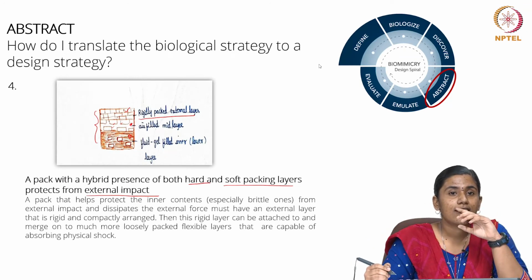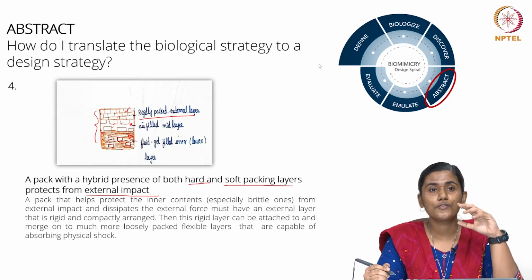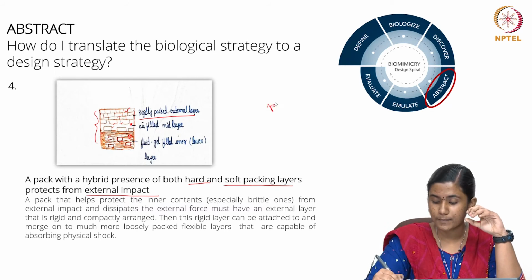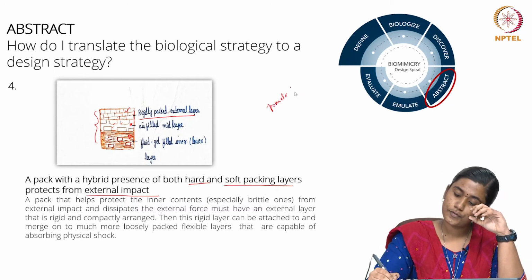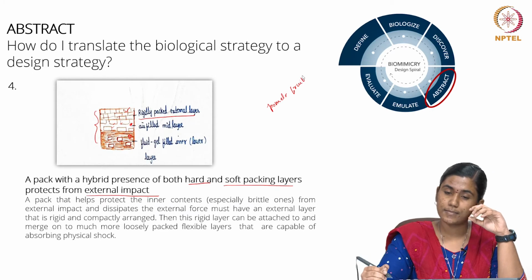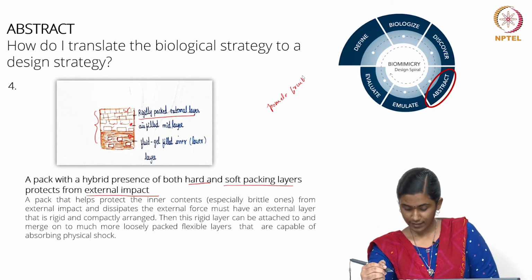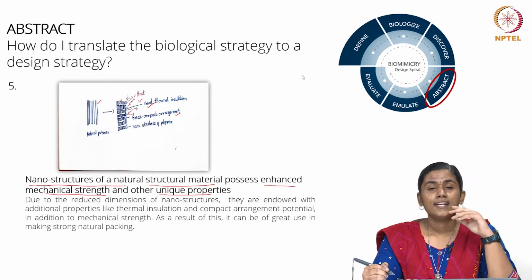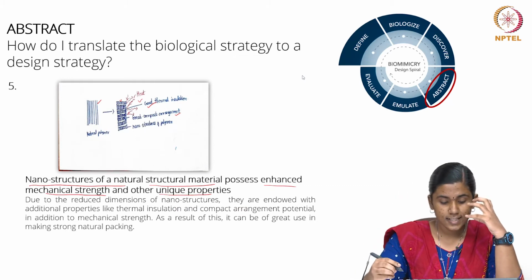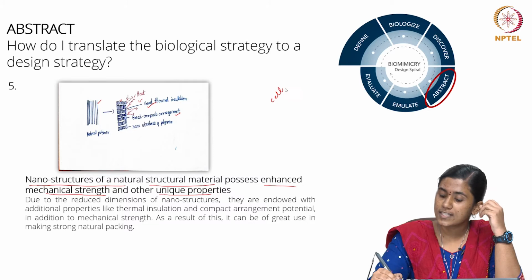And this is from our grapefruit. Yeah, it was from the pomelo fruit, the large fruit that doesn't break even if it falls from a height of 10 meters. And the nanostructures design strategy was from the cellulose nanocrystal obtained from plants.